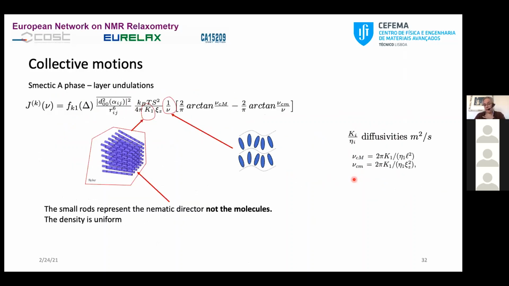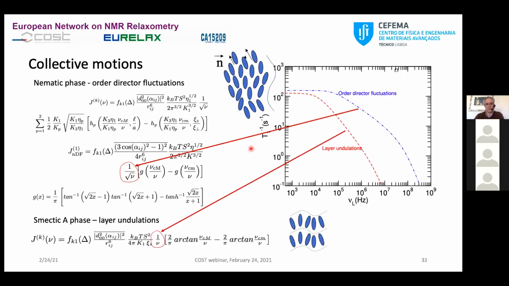If it happens that we are describing Rayleigh undulations, then there is a slight difference, a clear distinction, and the relaxation rate, the spectral density, will depend on the inverse of the frequency, because we are looking at a specific type of fluctuation of the director, limited to layer undulations.